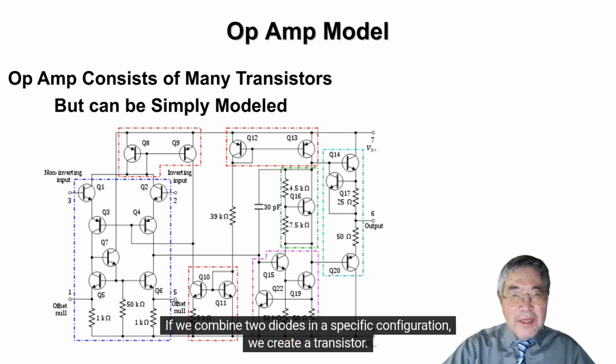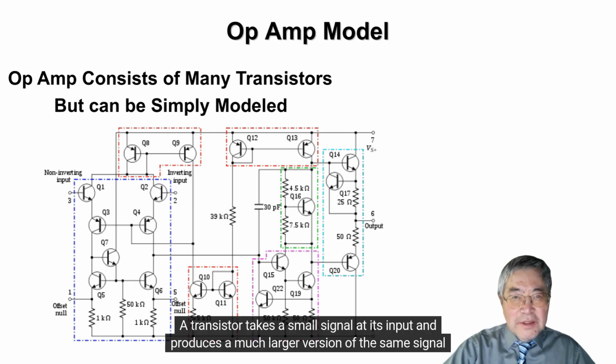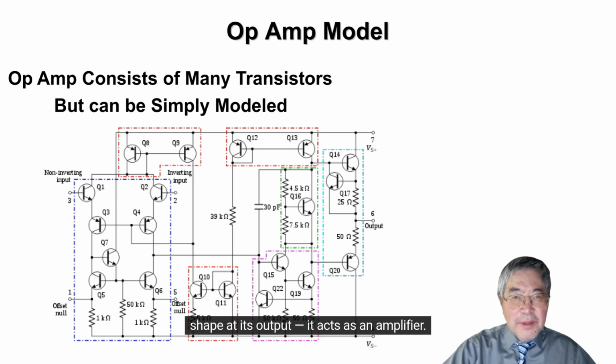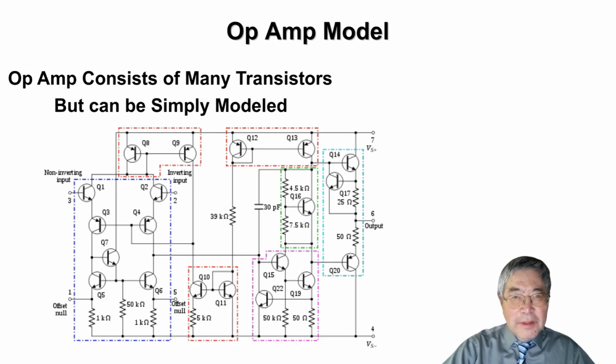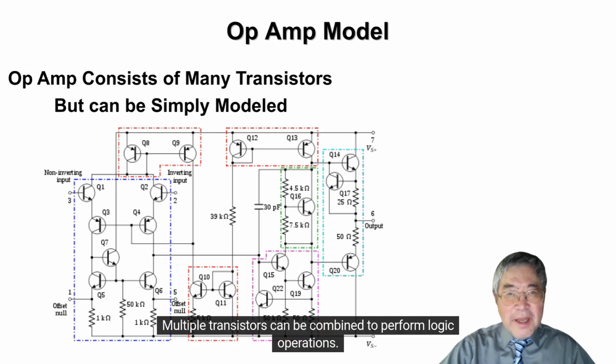If we combine two diodes in a specific configuration, we create a transistor. A transistor takes a small signal at its input and produces a much larger version of the same signal shape at its output. It acts as an amplifier. This ability to magnify weak signals makes the transistor an essential building block for electronics. Multiple transistors can be combined to perform logic operations.